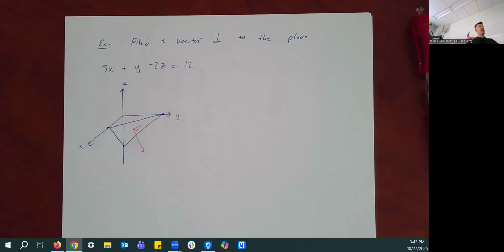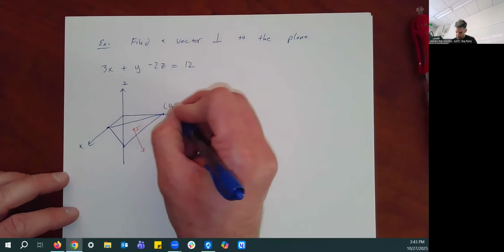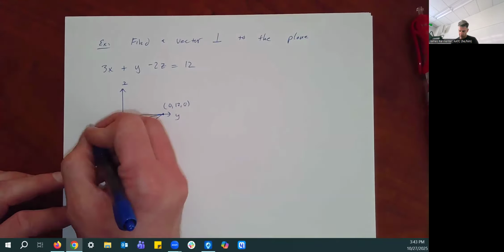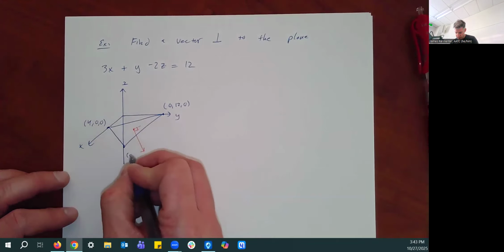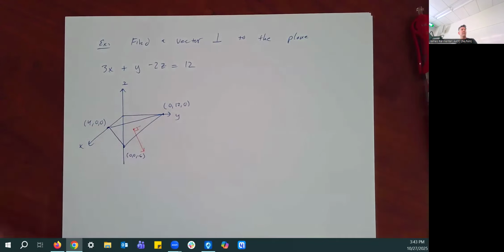Well, if I want to find a vector that's perpendicular to a plane, I need two vectors in that plane so I can take their cross product and find something perpendicular to it. So I have a lot of points in this plane. I bet I can find some vectors in this plane. I've got the point (0, 12, 0). I've got the point (4, 0, 0). And I've got the point (0, 0, -6).